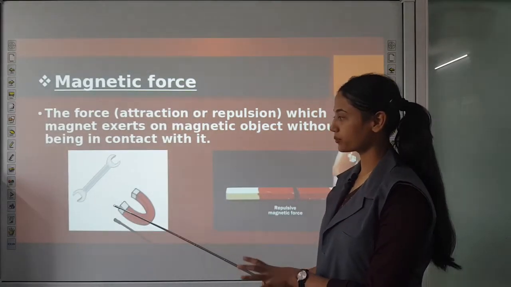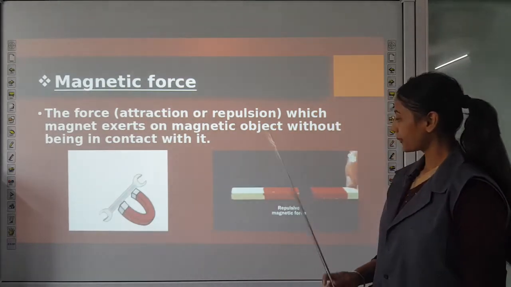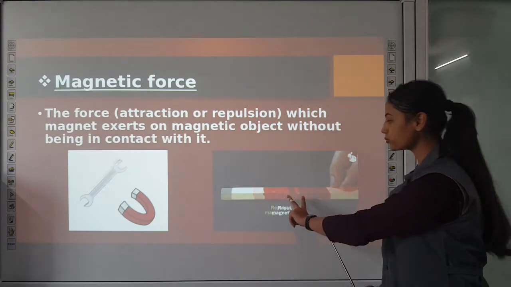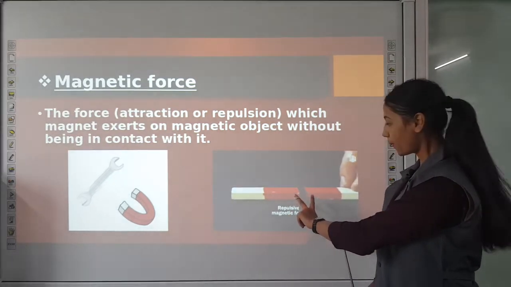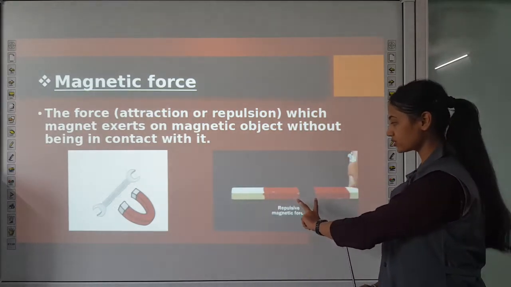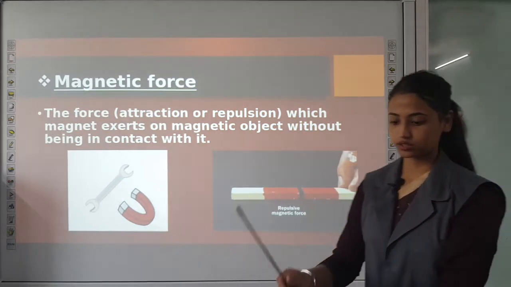Here you can see the phenomena of attraction. And in case of repulsion, watch it clearly: these two magnets are not touching each other, but you can see the repulsive force when you bring the same poles near to each other.